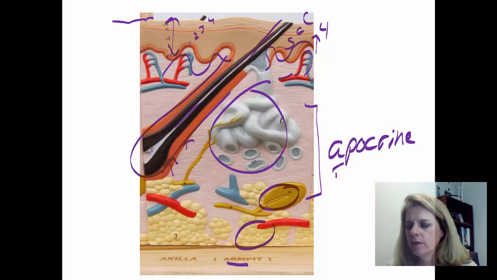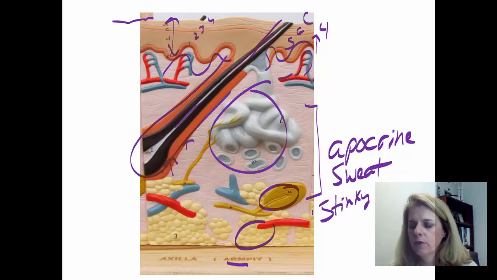This is an apocrine sweat gland. So remember, we have eccrine sweat glands and apocrine sweat glands. This is the stinky sweat. Your axillary region, this is the one that turns on during adolescence and causes you to produce that stinky sweat. You'll see there's a nerve ending here, so a lot of times you need something to turn those sweat glands on so they produce their stinky sweat.